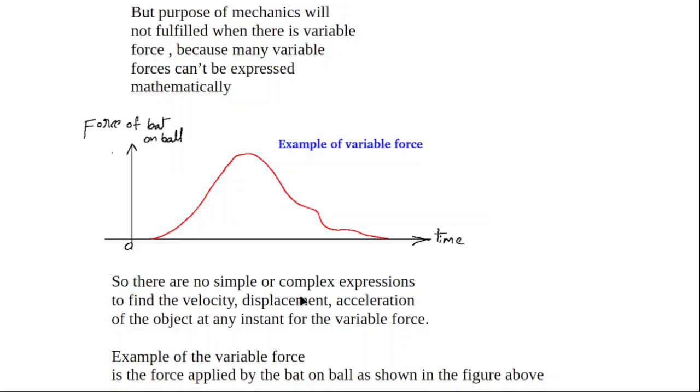So there are no simple or complex expressions to find velocity, displacement, acceleration of the object at any instant for the variable force. Therefore, when there is no mathematical expression for a, there is no mathematical expression for displacement, velocity, distance covered, etc. for the moving particle. This is the main problem of mechanics. But the purpose of mechanics is that somehow you have to find velocity, displacement, distance covered by the moving particle.